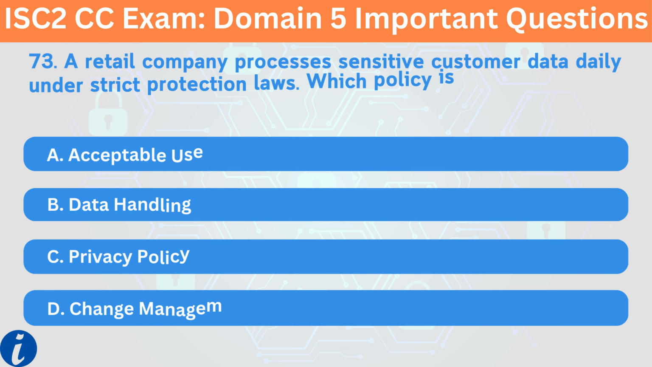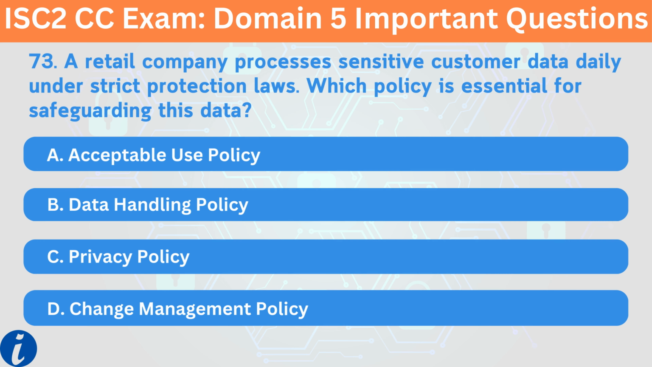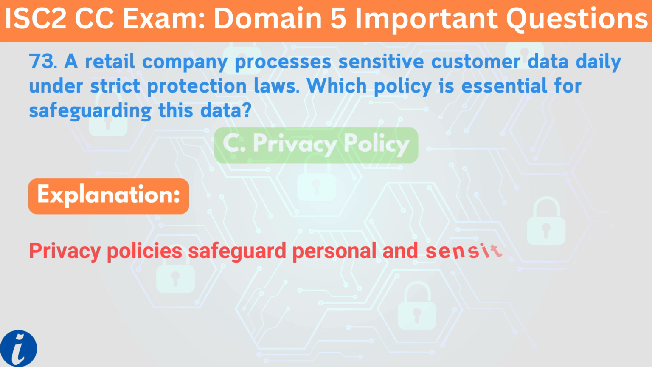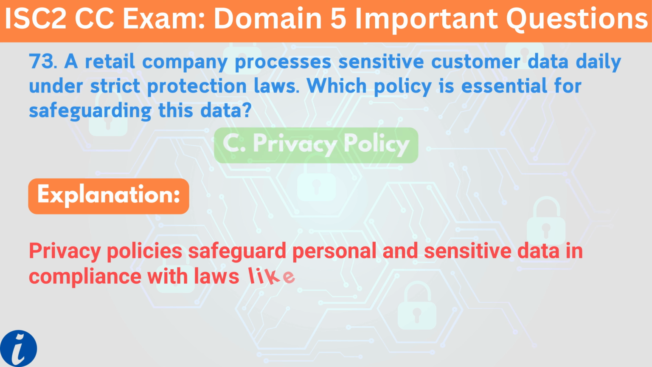73. A retail company processes sensitive customer data daily under strict protection laws. Which policy is essential for safeguarding this data? A. Acceptable use policy. B. Data handling policy. C. Privacy policy. D. Change management policy. The correct answer is C. Privacy policy. Explanation. Privacy policies safeguard personal and sensitive data in compliance with laws like GDPR and HIPAA.